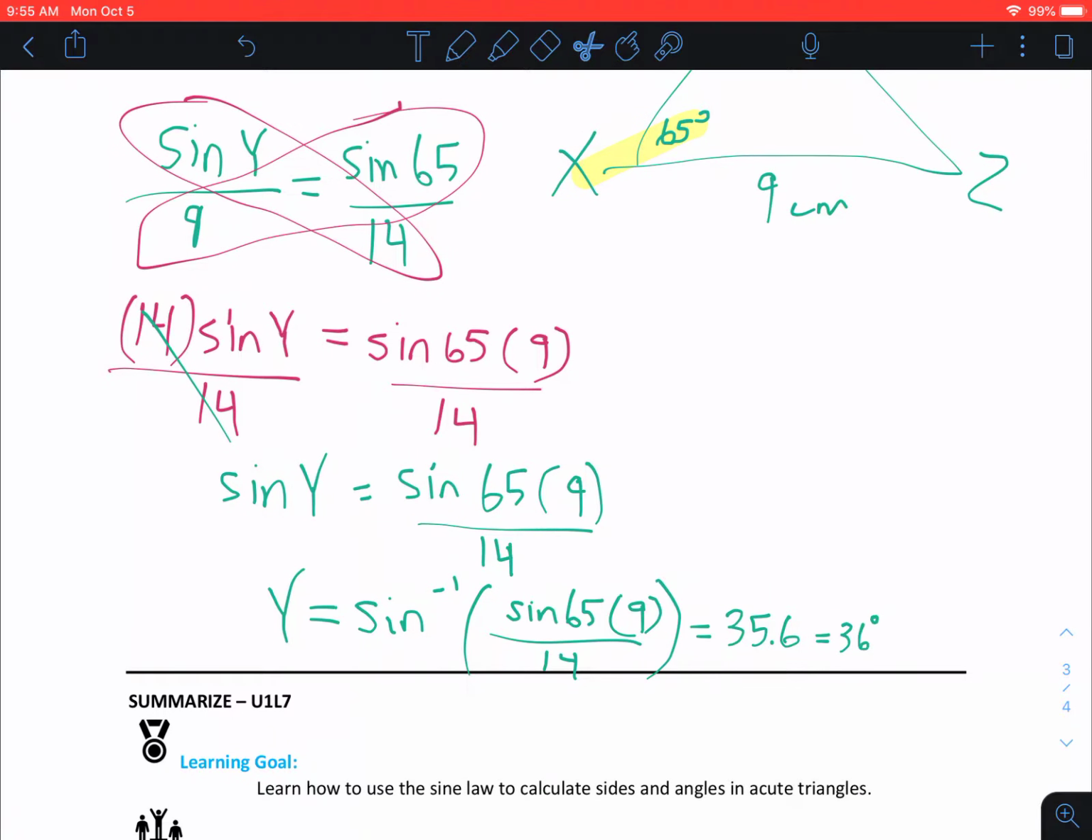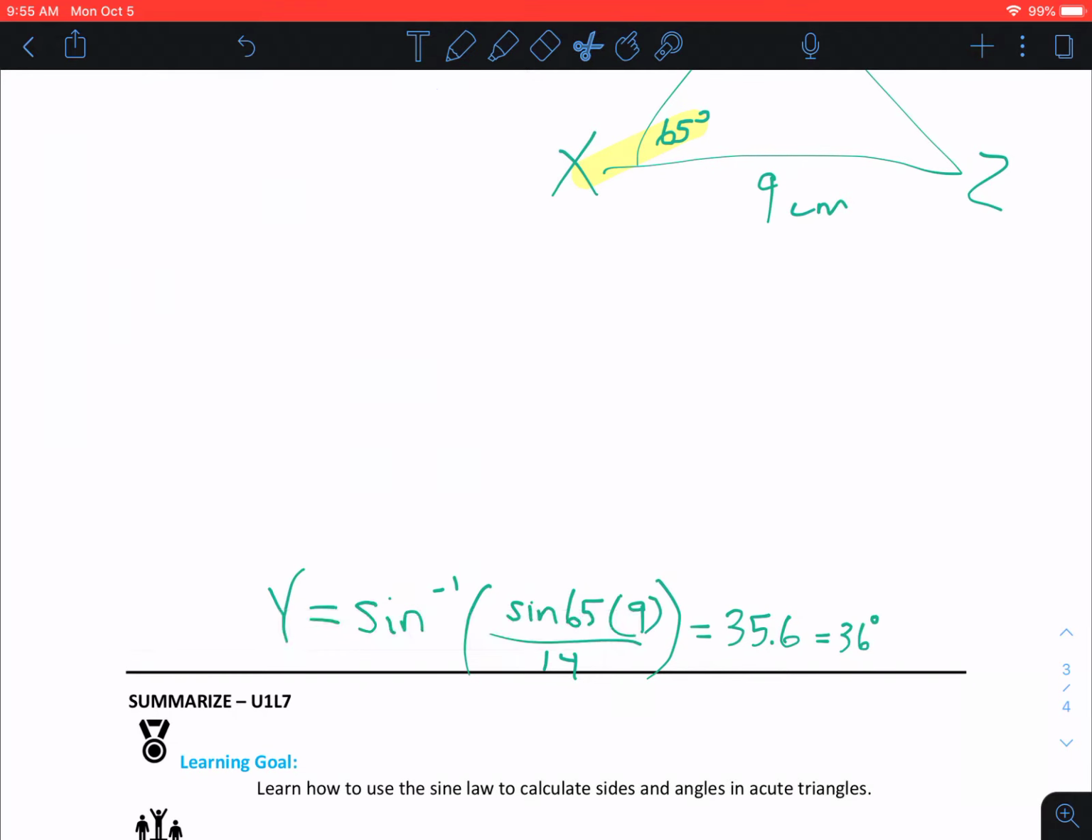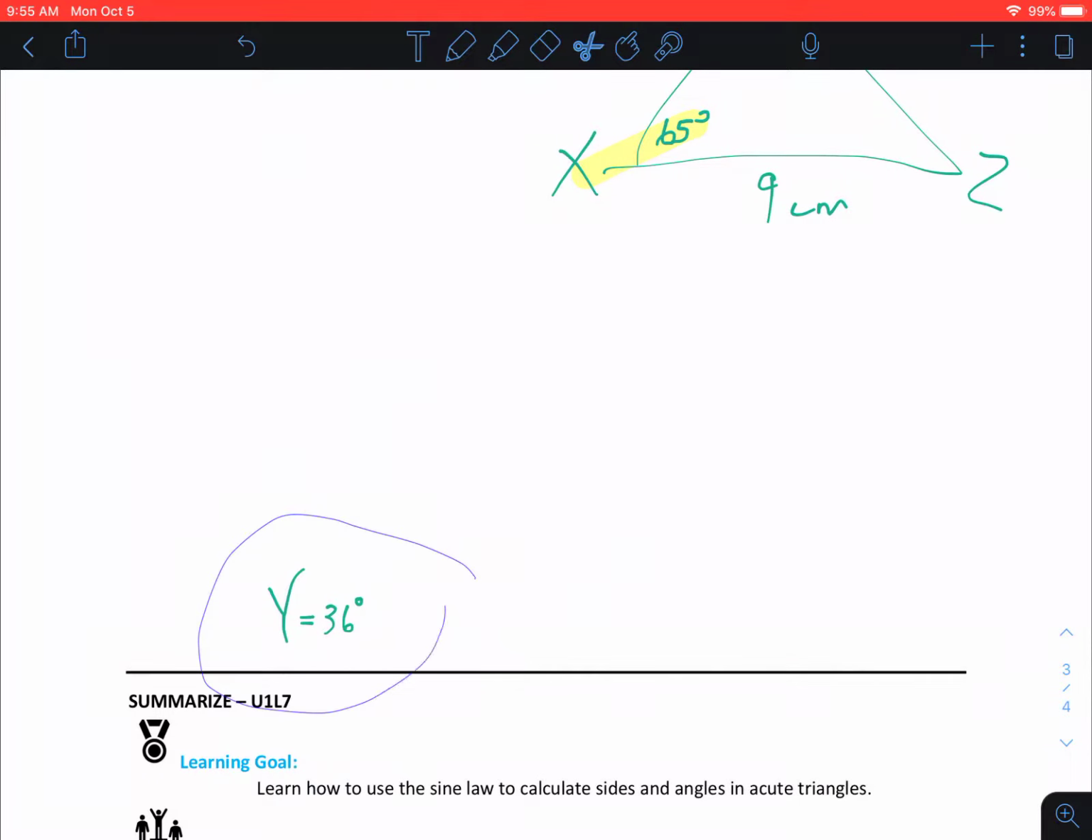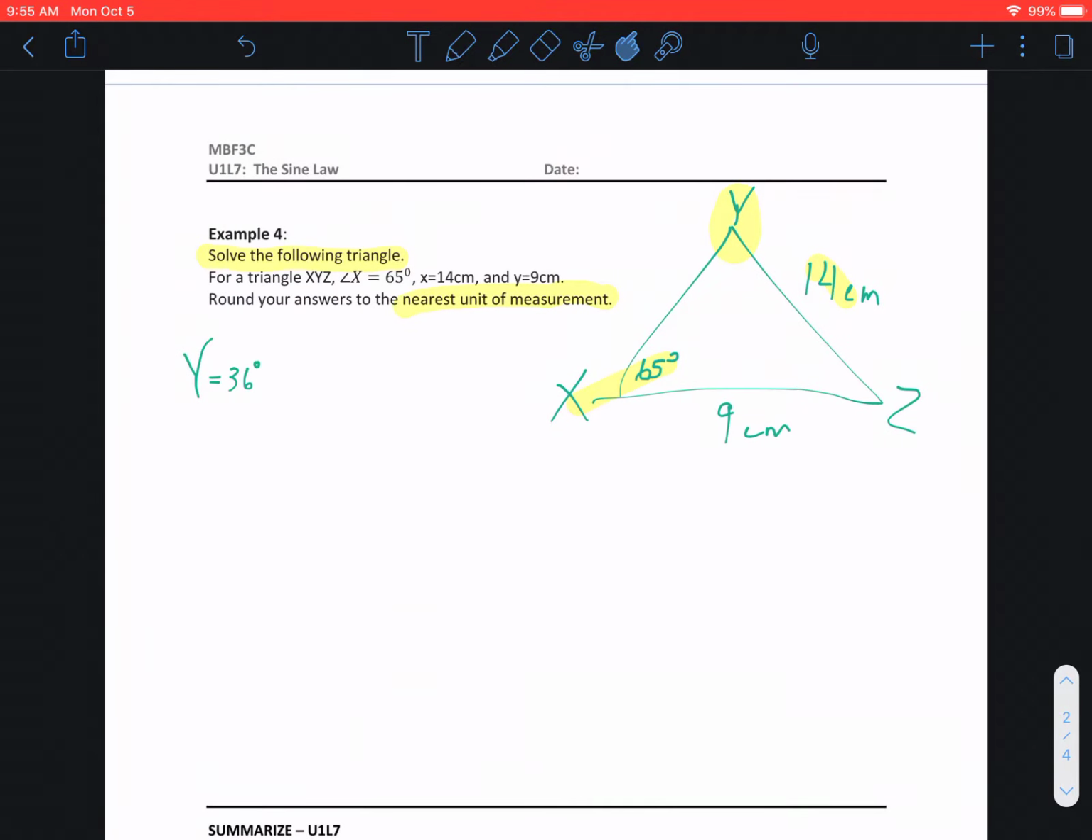I'm going to erase all my math here, just to get that out of the way, and we'll leave this answer here, so we know that Y is going to be equal to 36. I'll move this up here. Now we need to try and find the other sides.